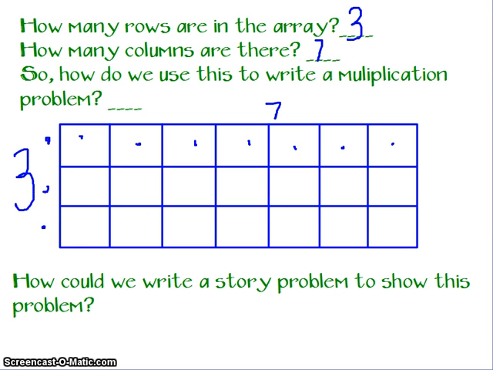The thing that we have to remember when we're multiplying is we're looking for a total. If we counted all of these blocks, we would get a total of 21, because 7 times 3 is 21. So we have to think of a story where we're looking for a total of 21, and we have either 3 groups of 7 or 7 groups of 3.